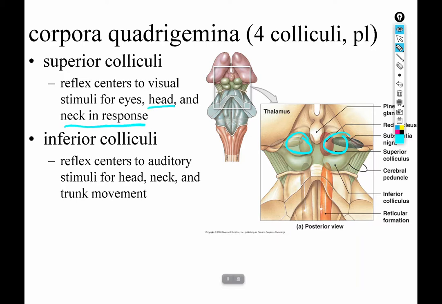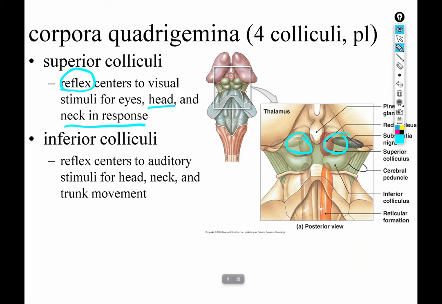And these are reflexive, meaning not voluntary, and they're very basal. So it's not processing complex visual information. It's more like something in the visual field suddenly changed, or I detected a movement all of a sudden. And in response, I'm going to whip my head around to look at that movement.